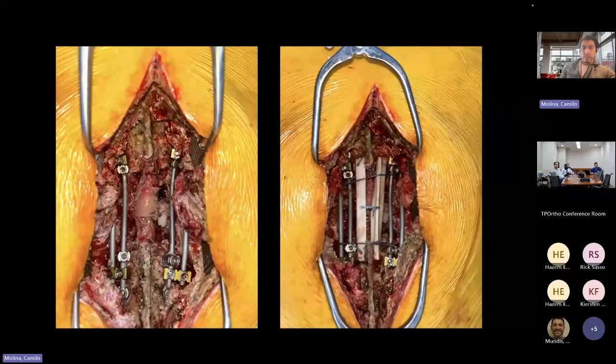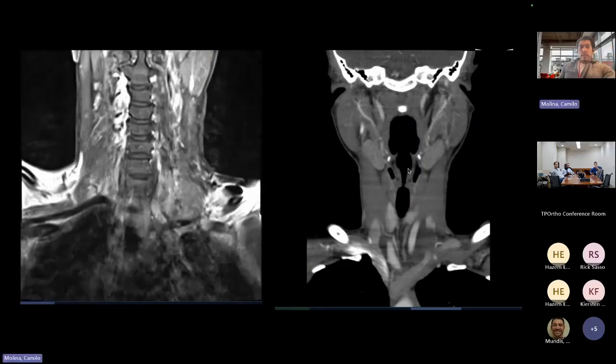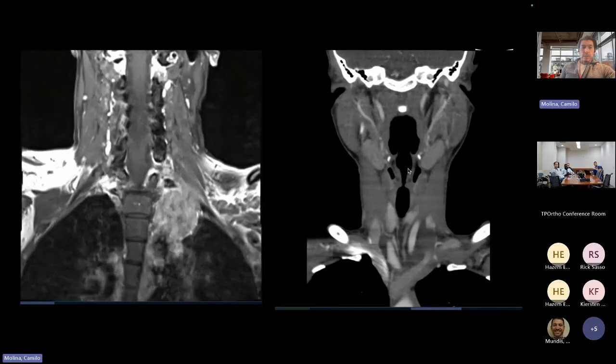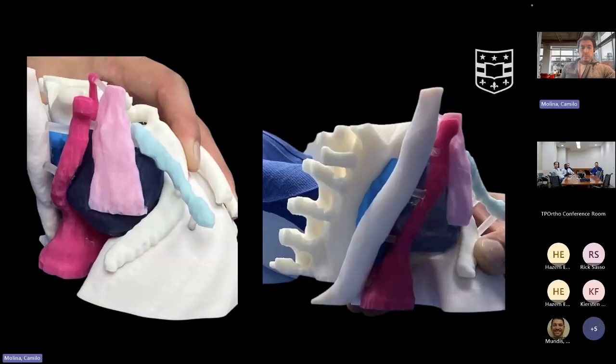Here's what it looked like, the reconstruction after we were finished. This is one of the last times I saw him. So here's another example. This is a left-sided multi-level cervical thoracic MPNST resection. Patient's mother had actually been also in the care of our NF1 center, and she had died from an MPNST, so we were very aggressive with treating this at the request of her oncologist.